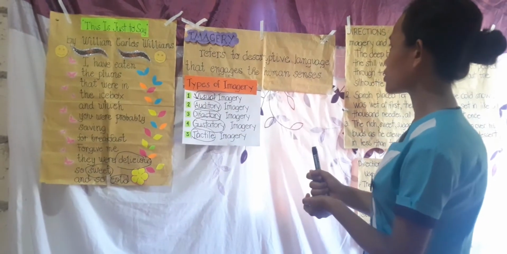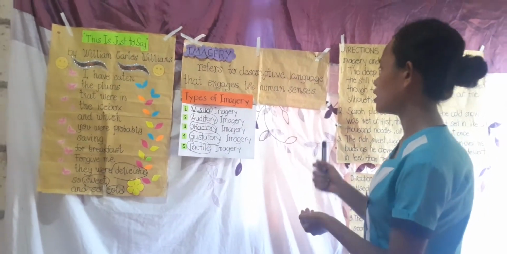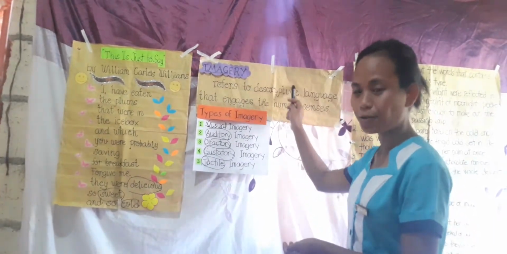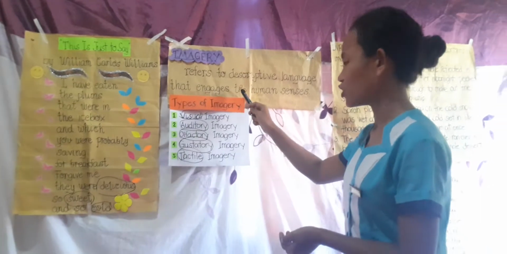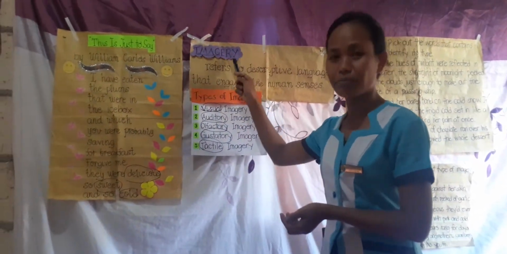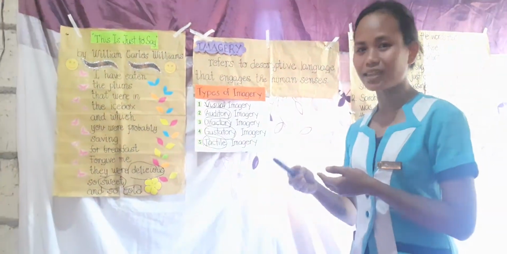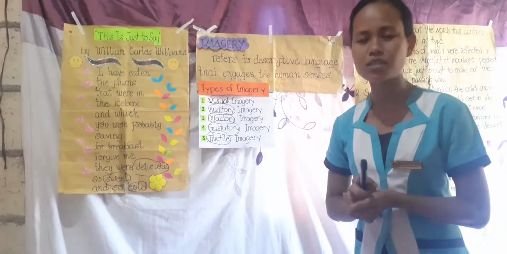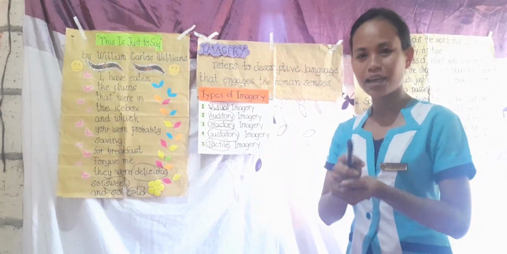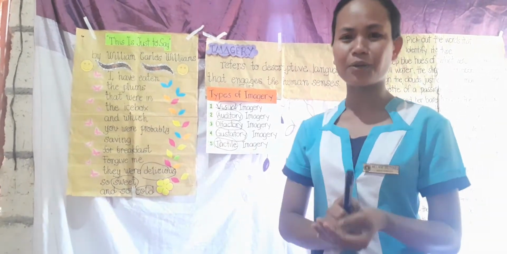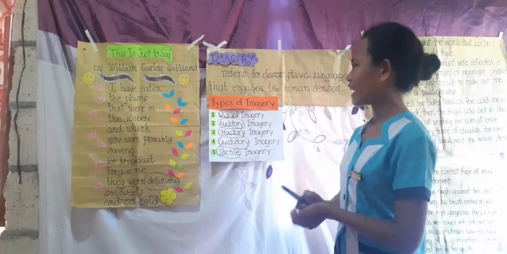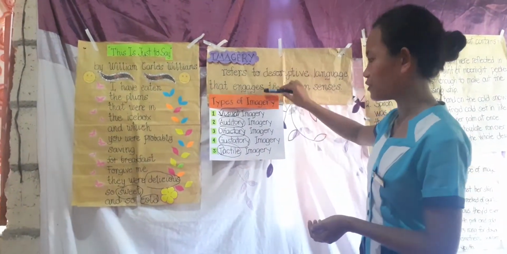Imagery refers to descriptive language that engages the human senses. Take note, descriptive language. It describes something and it engages the human senses. Though the word imagery has the word image, it doesn't mean that it only appeals to the sense of sight, but it appeals to all of the human senses, including sight, hearing, smell, taste, and touch. Very good. Okay, imagery, class, has 5 types.